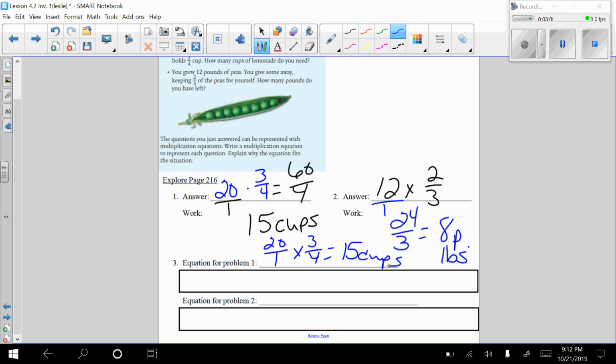For the second one, if I wanted to do it a little different, I could say, well, 2/3 times what? So I could use a variable. B would give me the 12 pounds. And then I could find out that 2/3 times 8 would give me that information. That's just another way to write the equation.